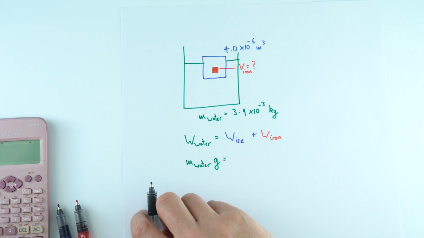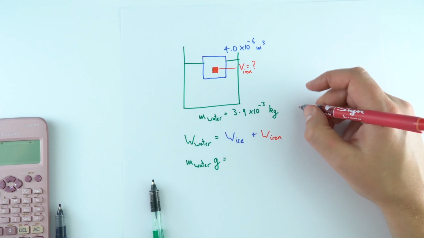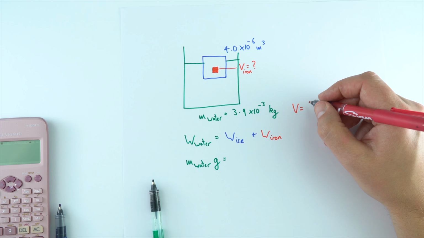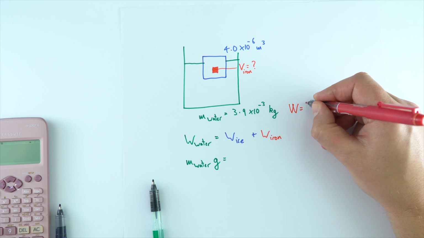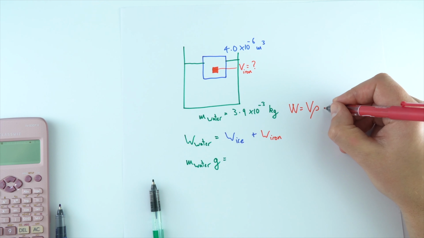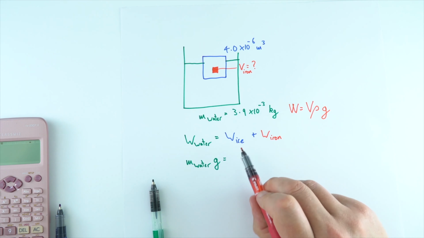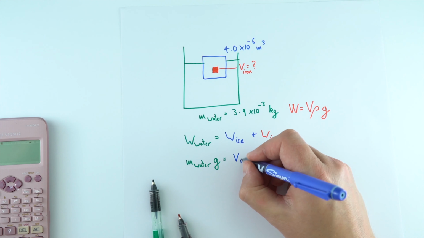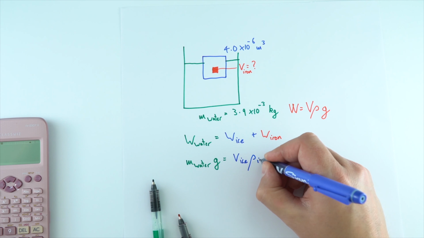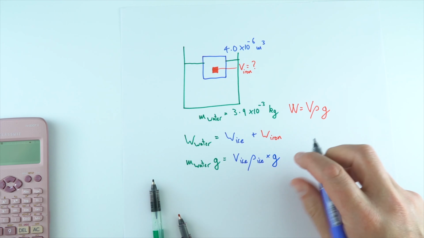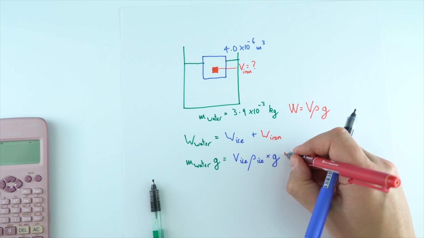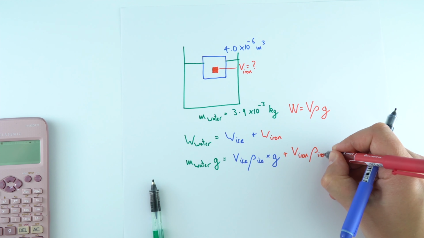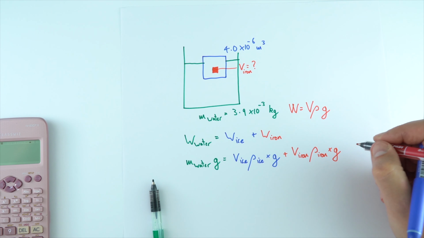And for this part here, it's probably worth remembering, from the very first part of the question, that the weight of anything is going to be equal to its volume multiplied by the density times the gravitational field strength. So the weight of the ice is going to be equal to the volume of the ice multiplied by the density of ice multiplied by the gravitational field strength, and then the weight of the iron is going to be equal to the volume of the iron times the density of iron times the gravitational field strength.